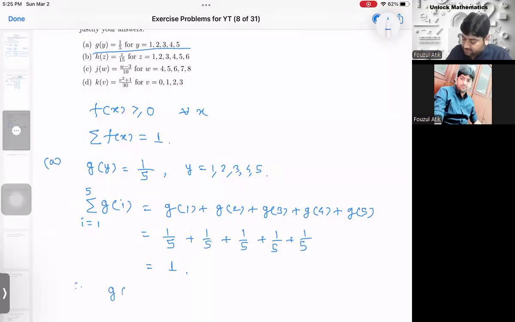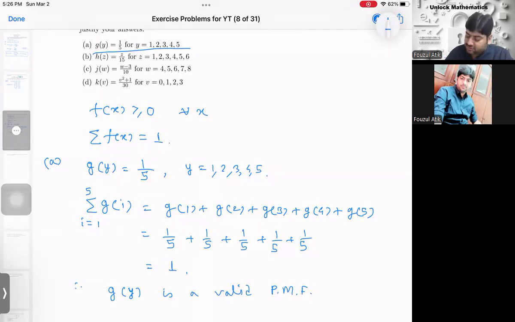So g(y) is a valid PMF. So the first problem is done. Now look at the second one. So how to do the second one?